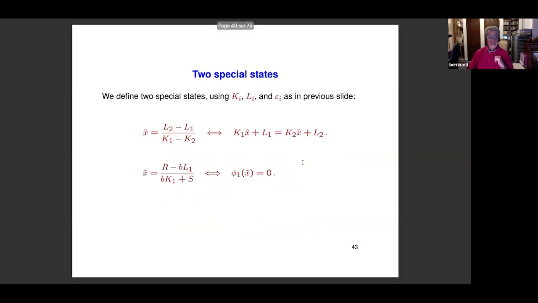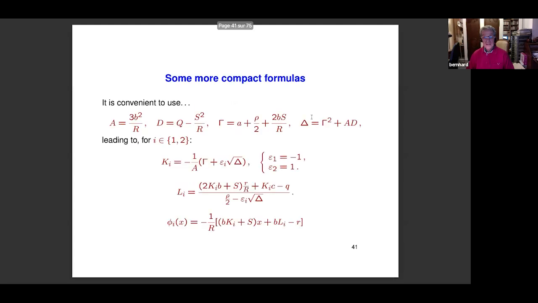The second special state is x check, which is chosen such that phi 1 of x check equals 0. Phi 1 is with the solution K1 of the Riccati equation, and I should have shown that K1 is the positive solution. You see epsilon 1 is minus 1. So K1 is with a minus square root of delta, but I have a minus before. So K1 is positive and K2 is negative.